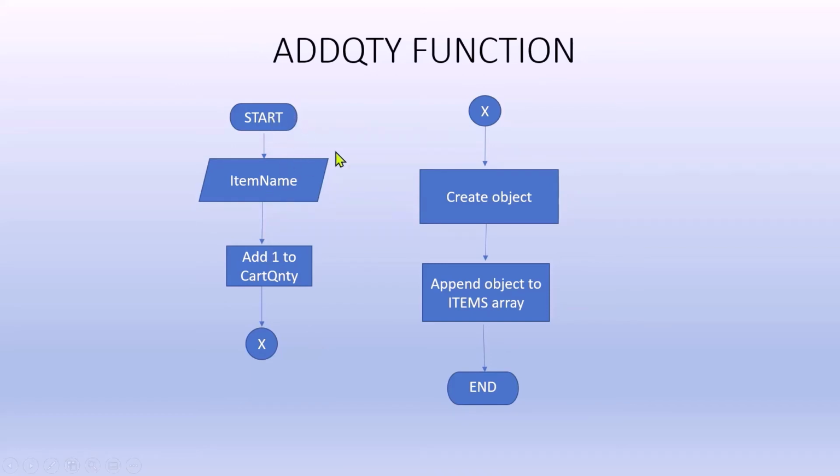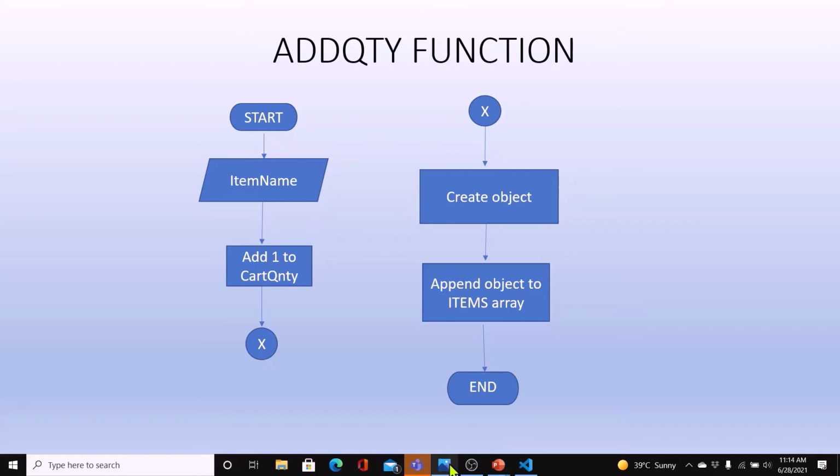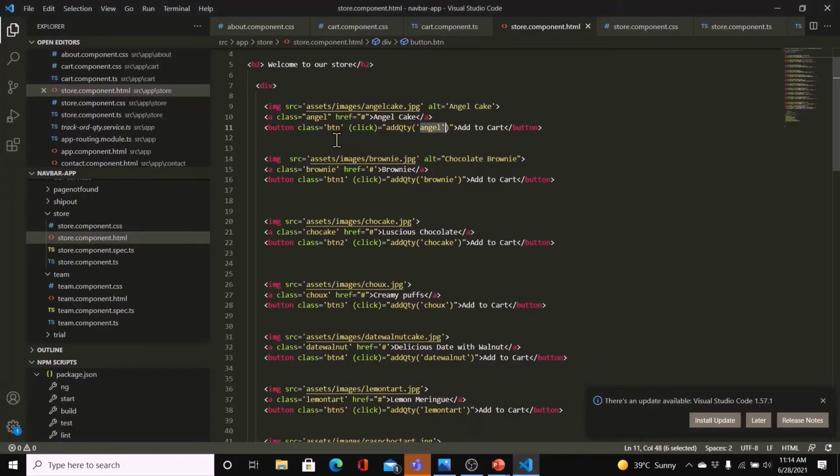So in terms of the symbols, these are called terminator symbols. They're used for start and end. This is the input symbol showing us what's going to come into the function. And then of course, these are process symbols. And then we have the connector symbol showing us where the flow continues. Right, so coming to what's in this flowchart itself, we know that item name is coming into the add quantity function, right? We are sending it through our click event binding here, right?